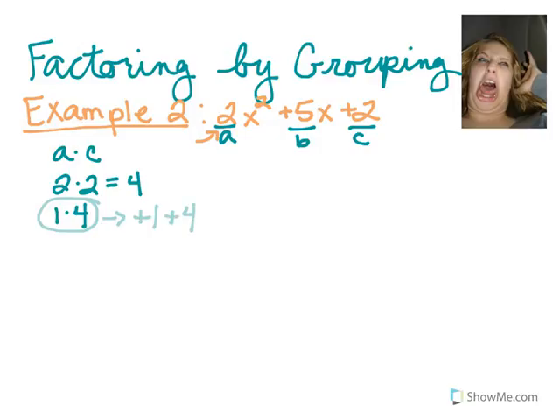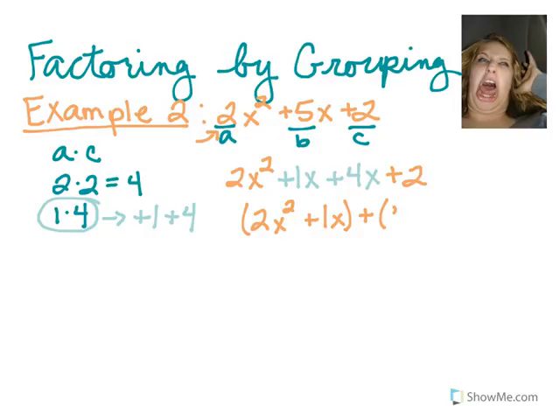So now we're going to rewrite our problem. We're going to bring down the A term, so 2x squared, and we're going to bring down the C term, plus 2, and then we're going to fill in the rest with the new factors that I found to give me 5x. So now we are going to rewrite it, and we're going to go ahead and group everything. So I'm going to group the first two terms together, so 2x squared plus 1x, and then I'm going to use a plus sign. Always use the plus sign in this step here so that things don't get too crazy, and then 4x plus 2.